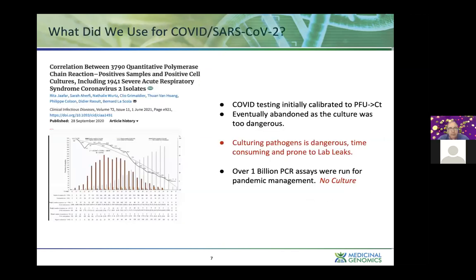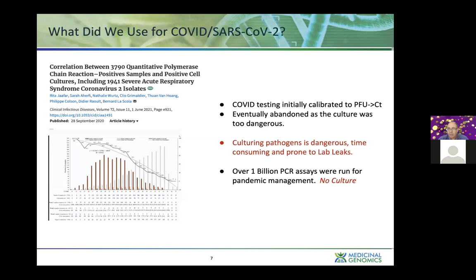So I'm sure everyone's tired of hearing about coronavirus, but we do need to take a look at this story. What did we use for coronavirus? We did not culture things. We did initially, in that the Jafar paper here, Rita did a great job demonstrating what CT values correlated with the PFUs. These are plaque-forming units as opposed to colony-forming units. But once they had that calibration done, they never went back.